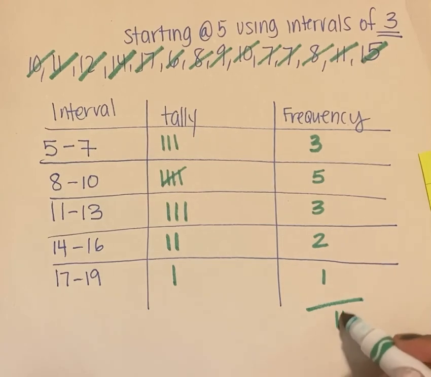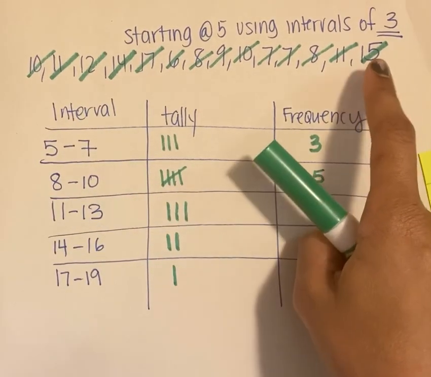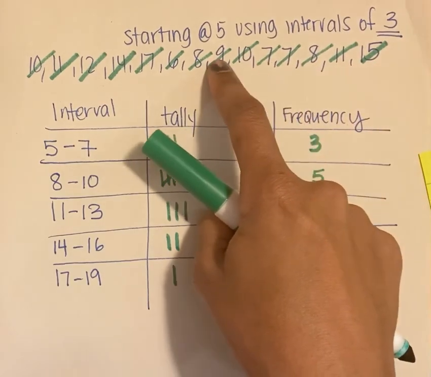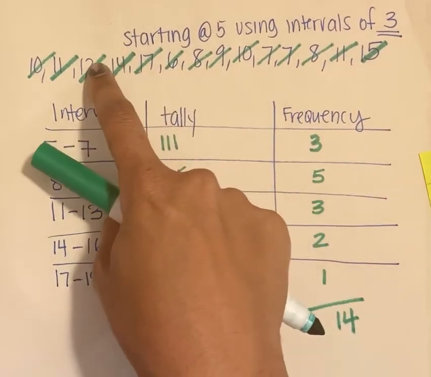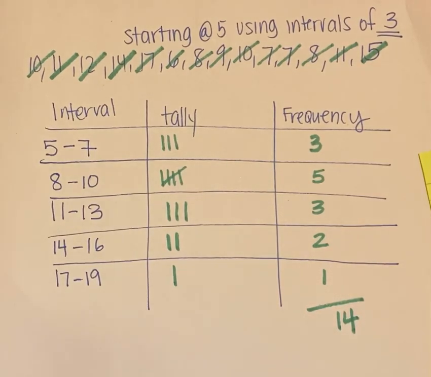So there are 14 values, which means when I count these numbers, there should be 14, which there are: 1, 2, 3, 4, 5, 6, 7, 8, 9, 10, 11, 12, 13, 14. And so there are 14 numbers here, and I have 14 tallies. And so they add up correctly. And this is your frequency table.